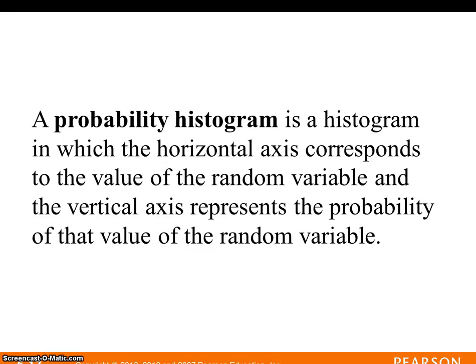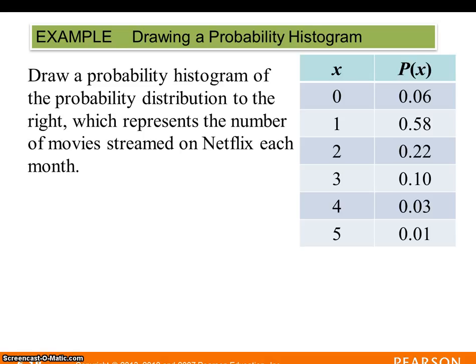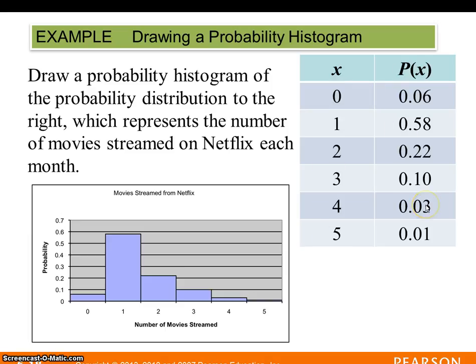So let's look at an example here. We'll go back to our Netflix example. Here's the number of movies people rent a month and the probability with which they rent them. If this is a probability histogram, you'd have the number of movies on this axis, and then the probability that somebody would rent them. Looking at this histogram, you can see pretty easily that most people only watch about 1 movie a month, or at least rent 1 movie a month.